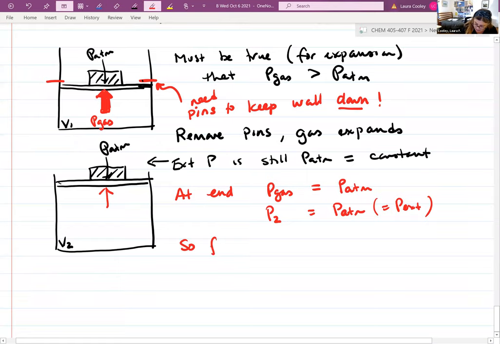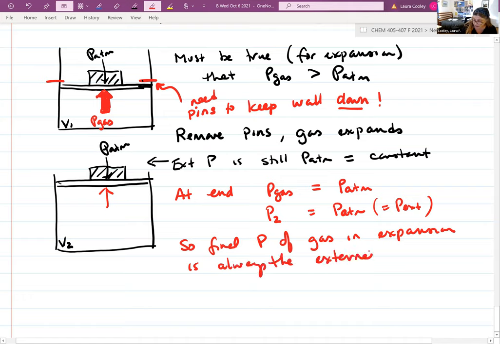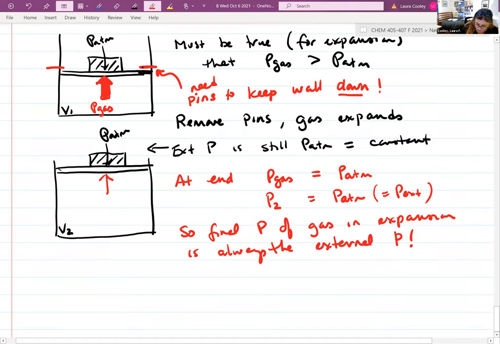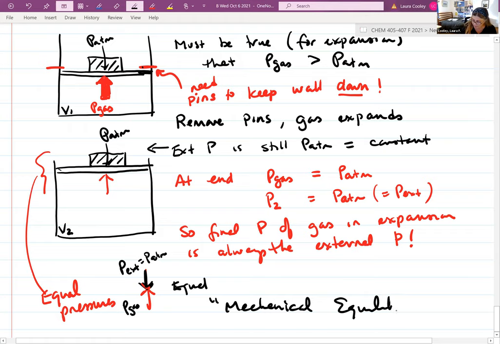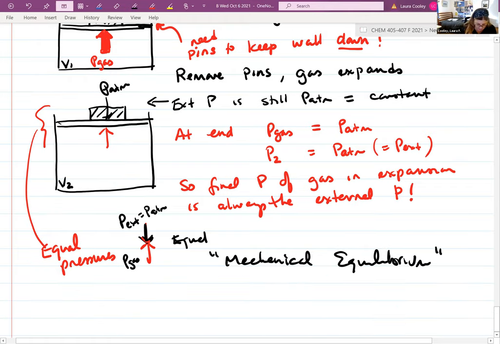So the final pressure of the gas in an expansion is always the external pressure. When we have equal pressures here, the same size arrows, P external, P atmosphere, P gas, these are equal. We call this mechanical equilibrium. And so P2 is P external, and V2 is nRT2 over P2.